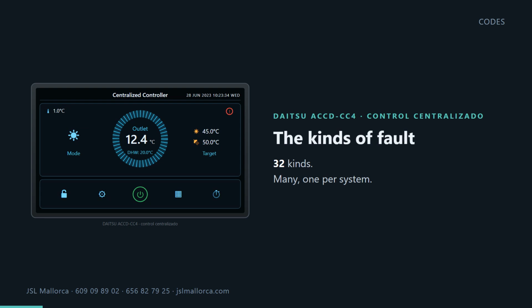There are 32 kinds of fault. And many appear 4 times over, once for each refrigerant system in the unit. That's why you'll see similar codes that mean the same thing in different places.